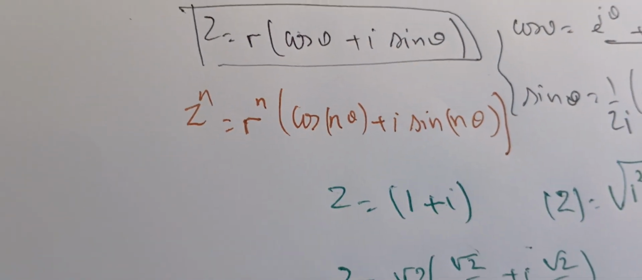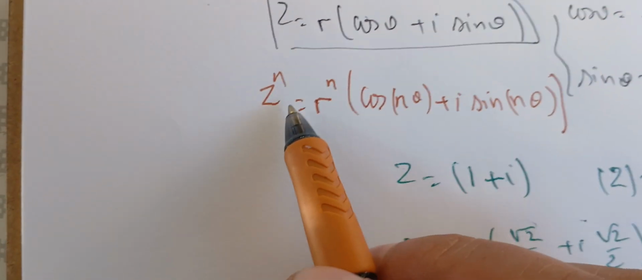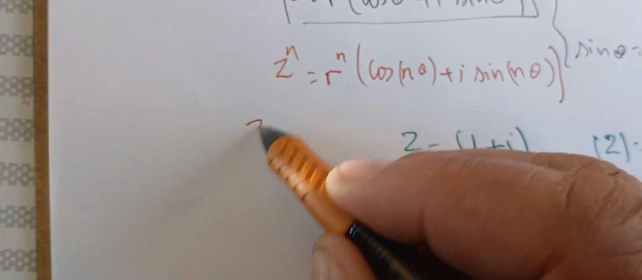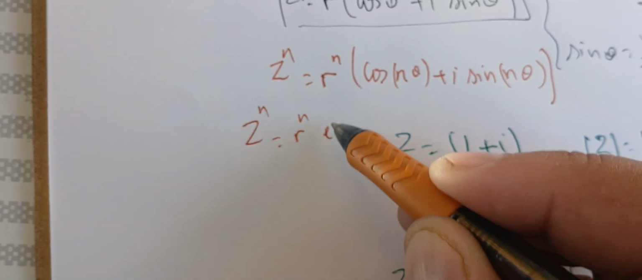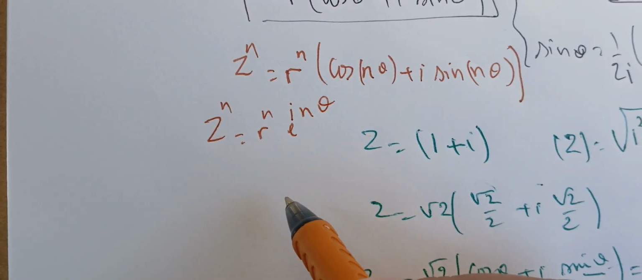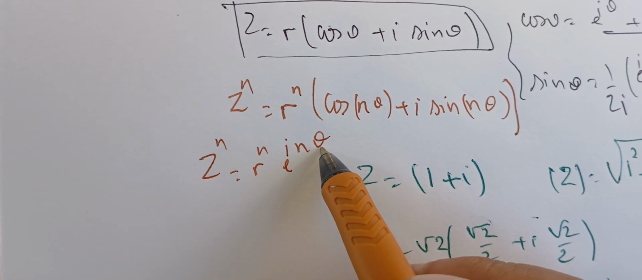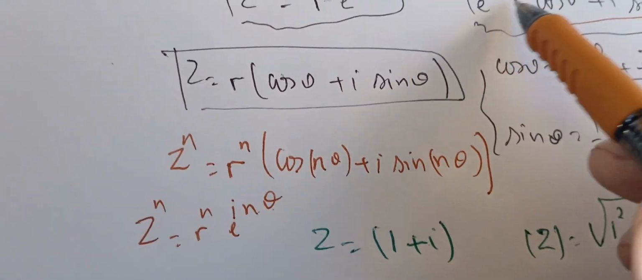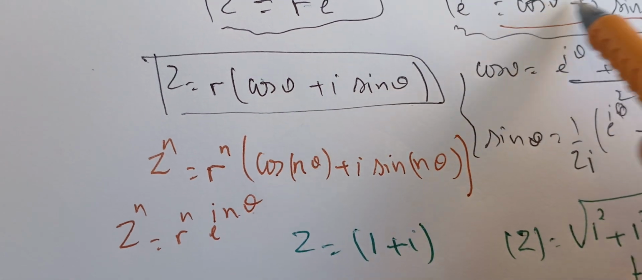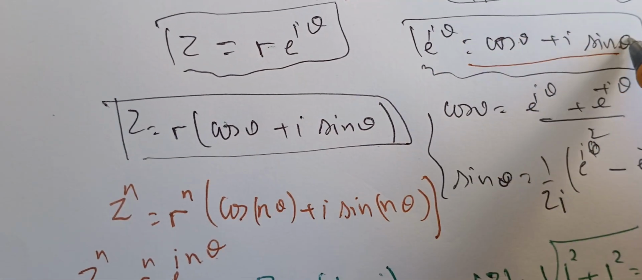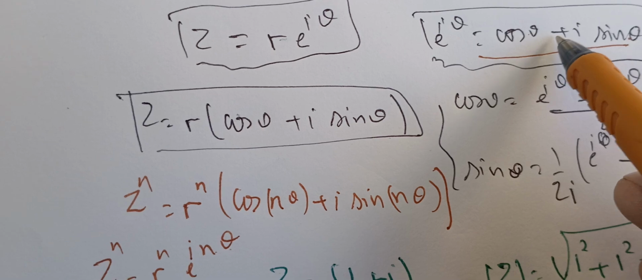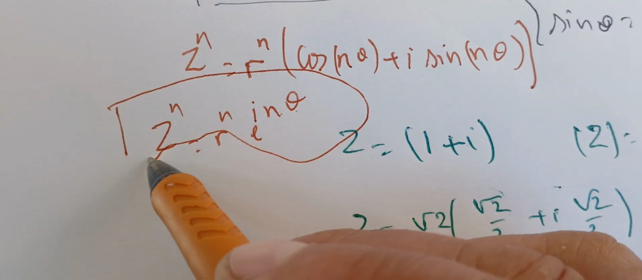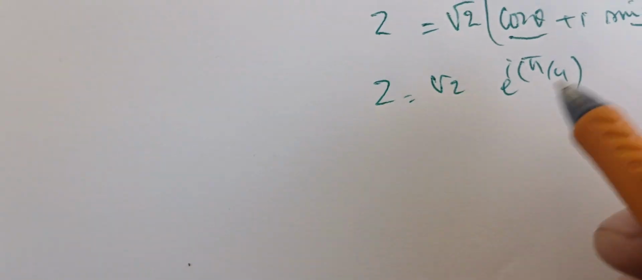Another thing that I didn't mention is that if you have this one in this form, you can write it in this form as well. So z to the power n is r to the n e to the i n theta. Remember that e to the i theta is cosine theta plus i sine theta. If I have n here, I'm going to get n theta in both cosine and sine. So I can write this one in this form too.